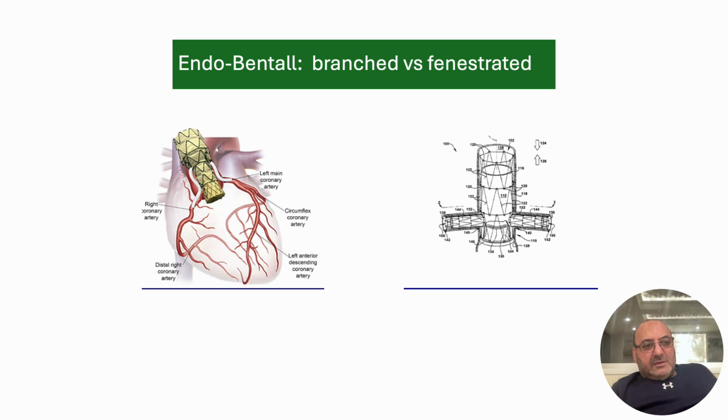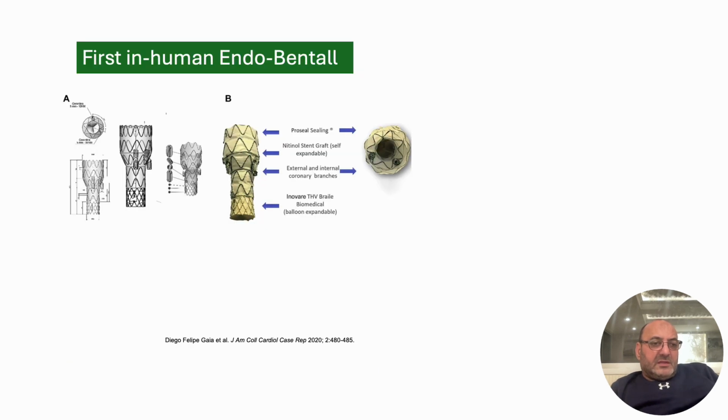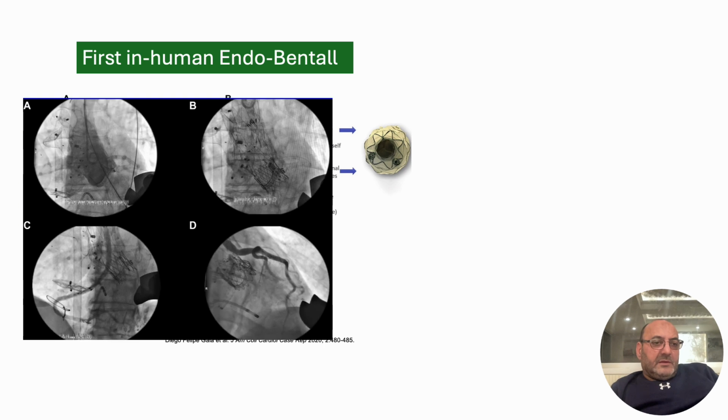This case here, on the left-hand side with the big heart, is the first in human where an endo-Bentall procedure was actually done. This is for a failing prosthetic AVR, or aortic valve repair, and aortic pseudoaneurysms. The patient was sick. They elected to do endo-Bentall. They reconstructed the graft with a tapered graft and the branches, as you see here, the inner branches, how they look. And they did the procedure.